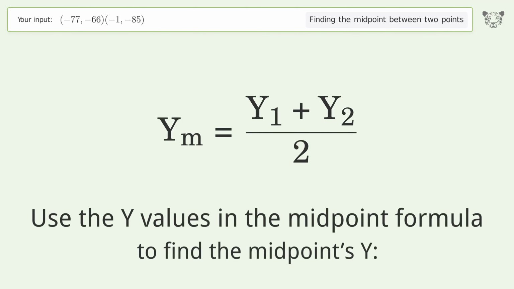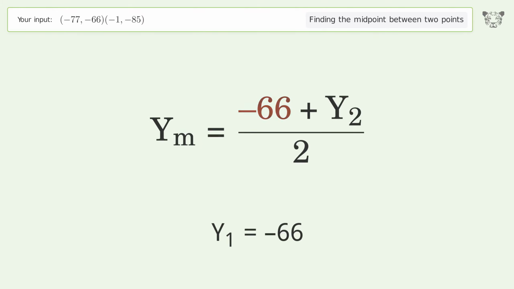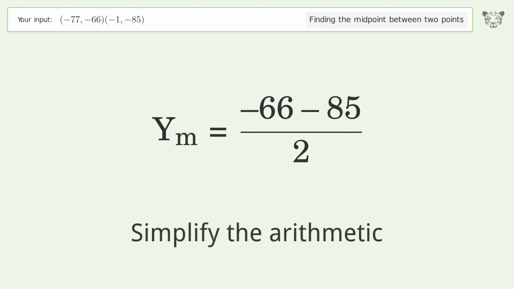Use the y values in the midpoint formula to find the midpoints y. y1 equals -66. y2 equals -85. Simplify the arithmetic.